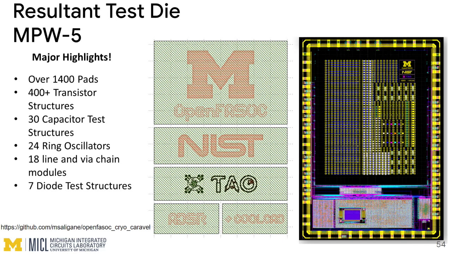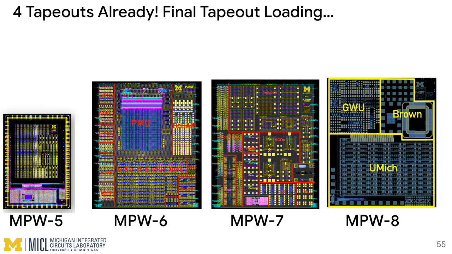So this is the resultant die. We worked with NIST, Google, ADSR from Israel, and CoolCAD. And this is 1,400 pads, 400 plus transistors. This is the first MPW done with NIST. But over the year, actually, we did three other tape outs. This is MPW5, it started in February. These are all together in the same year. And you can see from just this GDS that the designs are getting much more complex.